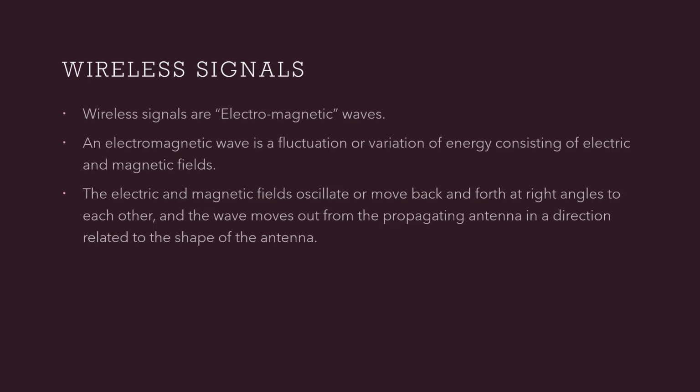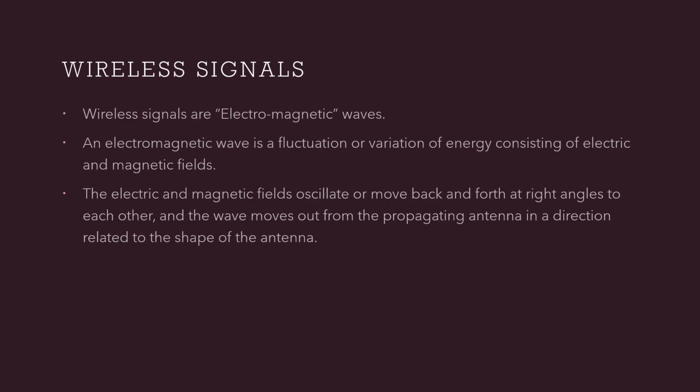To start with, what are wireless signals? How are they distinct from wired ones? Wireless signals are electromagnetic waves. If you are looking at wired ones, they are simply electrical signals. So here there is an add-on, which is a magnetic component. Electromagnetic waves are also called RF waves, radio frequency waves. It is a fluctuation or variation of energy that consists of both electric and magnetic fields.